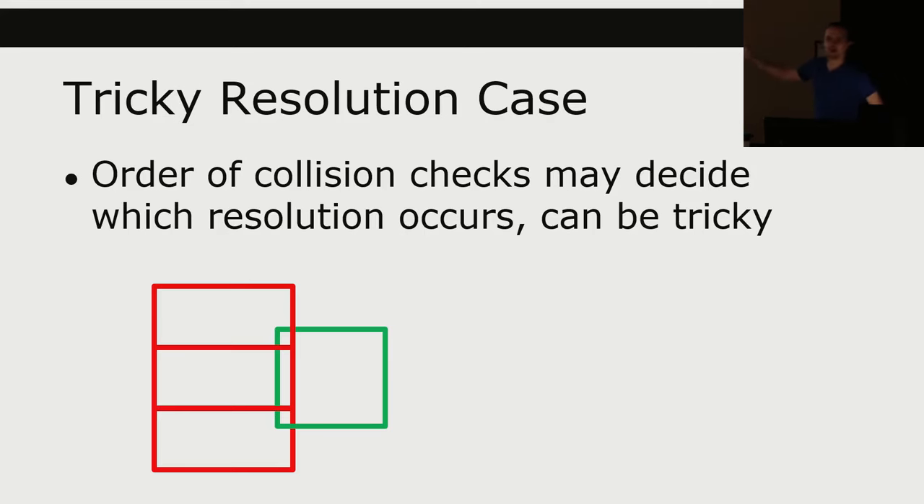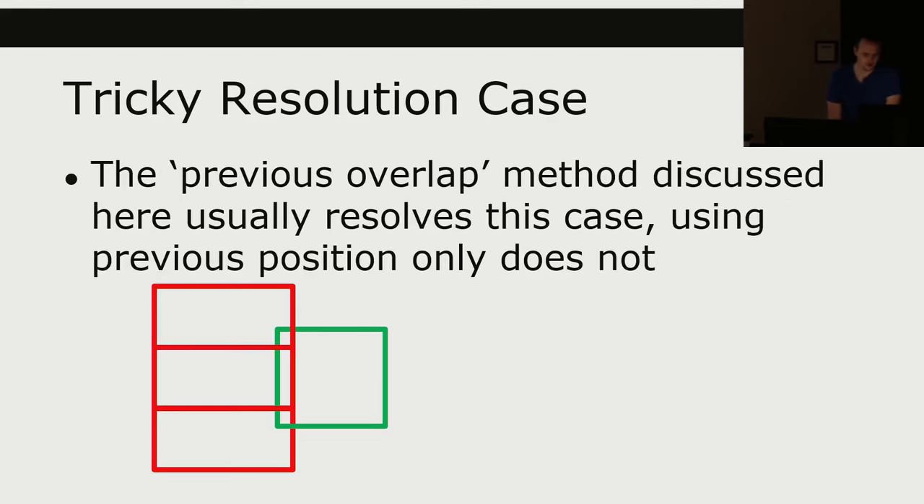So stacks of stuff usually isn't a problem, but if we have diagonals and things coming in, and in one brick it was coming from the left, but maybe in another it was coming from the top, now there are always little tricky cases like this that you have to deal with. And so the previous overlap method discussed usually resolves this case, but using the previous position only doesn't. So it usually resolves it, but not all the time.